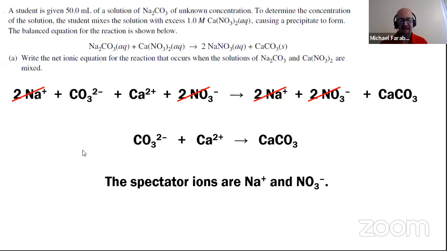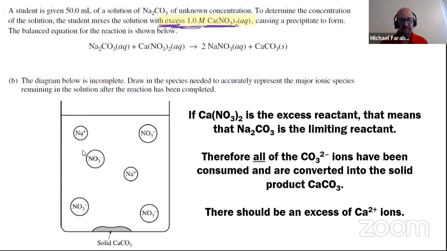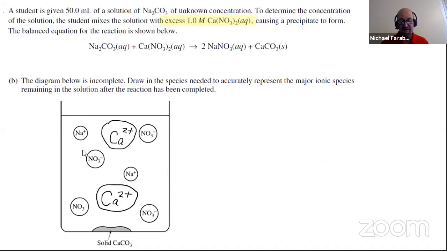Now let's focus on that word excess as it relates to the particle diagram. So draw in the species that need to accurately represent the major ionic species, it says the diagram is incomplete. So if the calcium nitrate is the excess reactant, then that means that sodium carbonate is limiting. And so all of the carbonate should be consumed and turned into solid calcium carbonate, but there should be an excess of calcium ions.